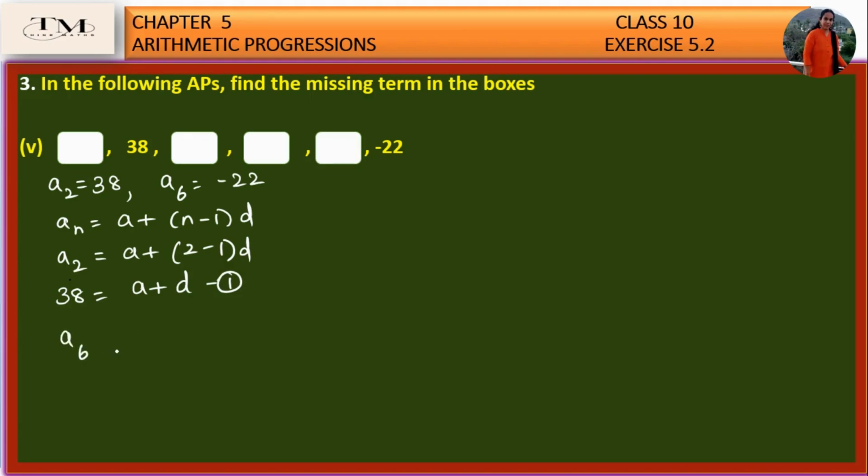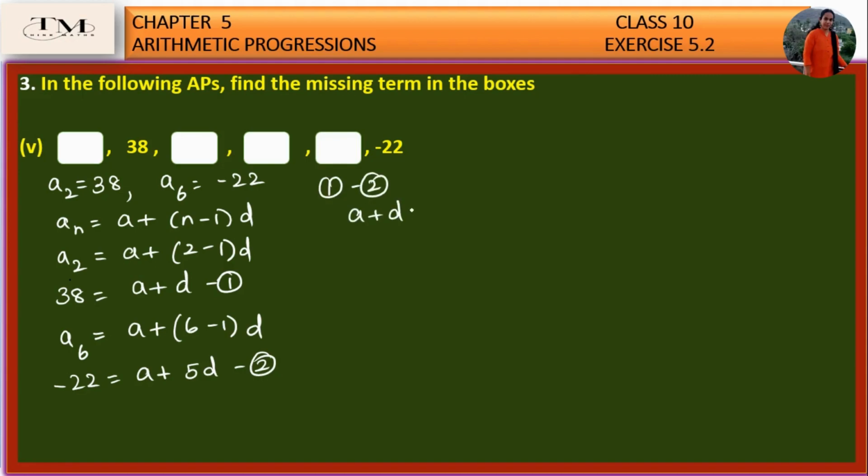Another equation we got is A6. So A6 equal to A plus, instead of N we wrote 6. So 6 minus 1 into D. What is A6? It is minus 22 equal to A plus 6 minus 1 is 5D. So this is the second equation. So if we subtract 1 and 2, A will be cancelled. One equation is A plus D is equal to 38. Second equation is A plus 5D is equal to minus 22.